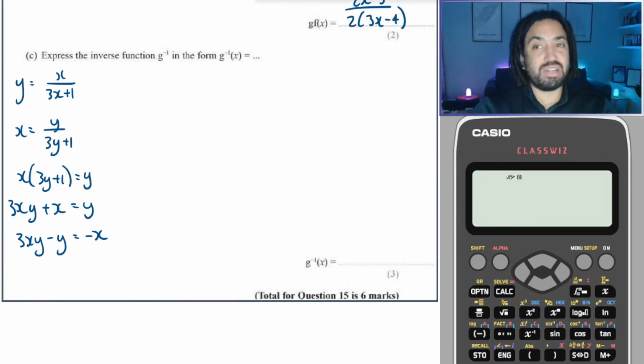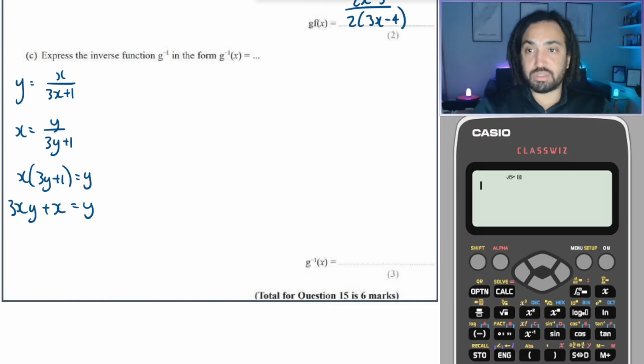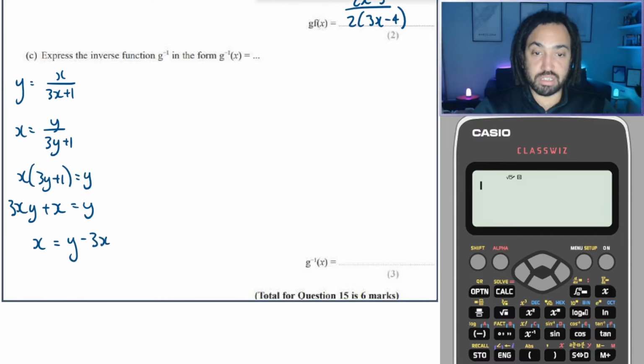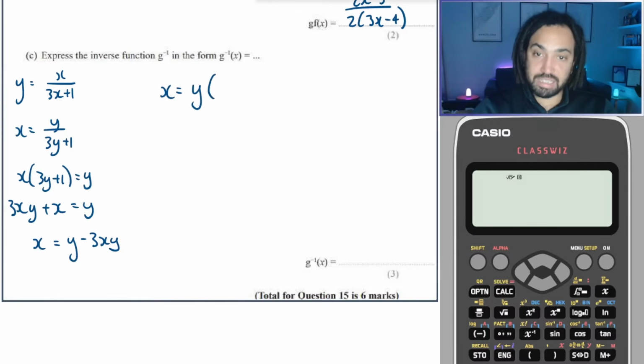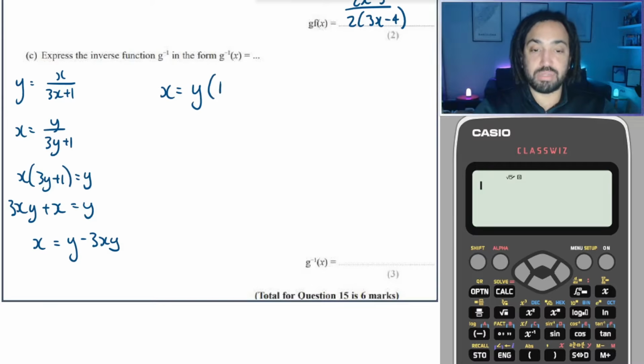like so. Oh, actually, no, I'm not going to do it that way, because that gives me 2 negative signs. If I do it the other way, I only get 1 negative sign, so it looks a bit nicer. So I'm going to keep the x on the left side, and I'm going to move the 3xy to the other side. Oh yeah, that's nice. And then I can factorise out y, and I'm going to get 1, because 1 times y is y, and minus 3x, because minus 3x times y is minus 3xy.